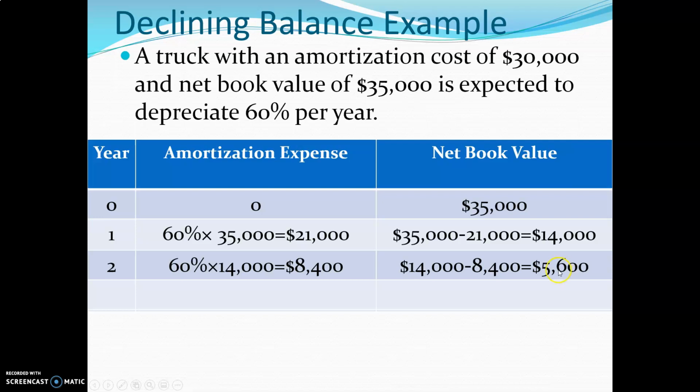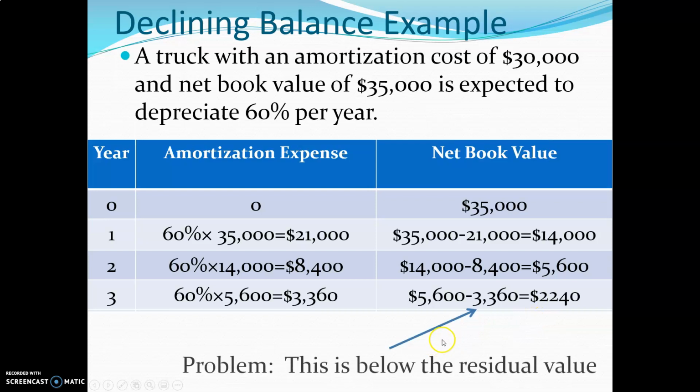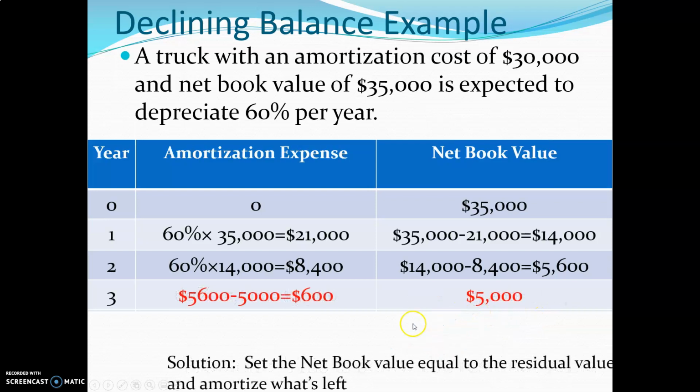Now the last year is usually the trickiest, and you don't know when the last year is going to be. So let's take a look. Year 3 comes around, and we calculate it as 60% times 5,600 is 3,360, right? Except here's the problem. Net book value has now dropped below the residual value. So when this happens, actually, we end up doing something a little bit different. We modify it a little bit. How do we do that? Well, magic numbers, we end up making this 5,000, and that means that our depreciation expense is 5,600 minus the 5,000, which is 600. So there is a slight adjustment on the final year.